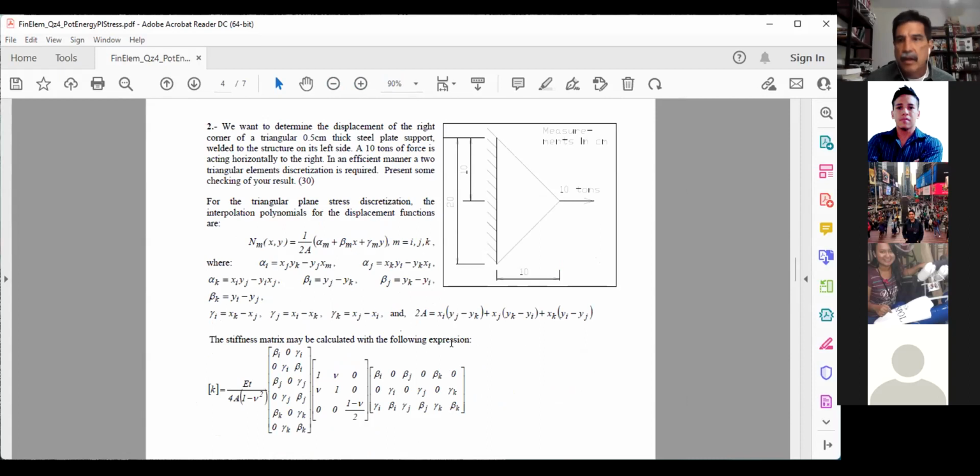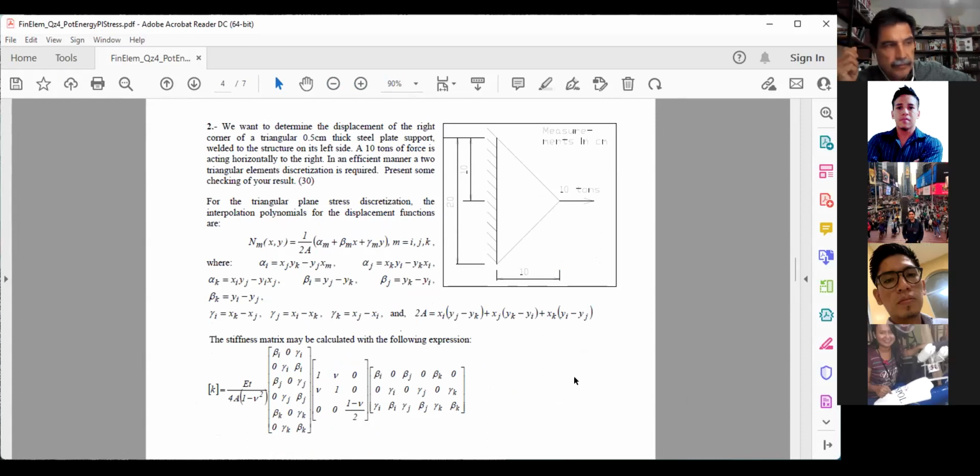Okay, so let's see. Mr. Carrillo, would you please read problem 2? Good morning, doctor. We want to determine the displacement of the right corner of the triangular 0.5 centimeter thick steel plate support welded to the structure on its left side. There is a period there. When you see a period, you have to make a short stop and then continue.